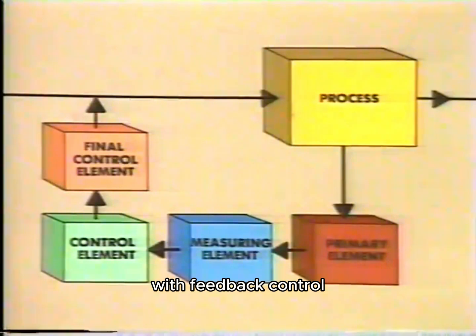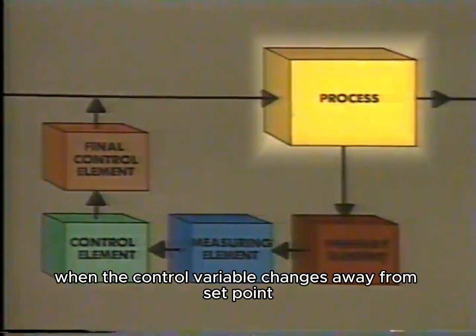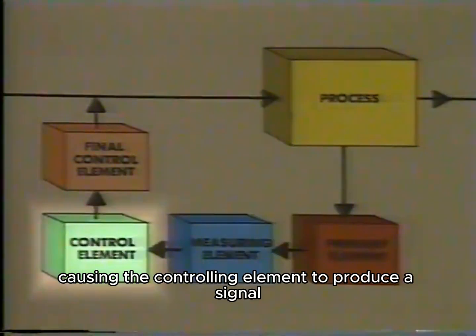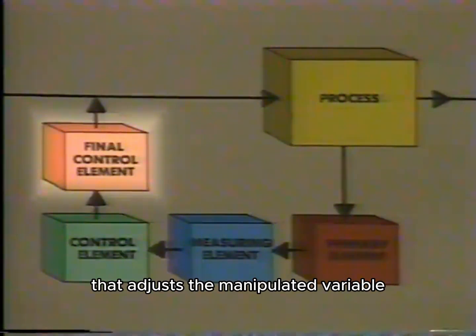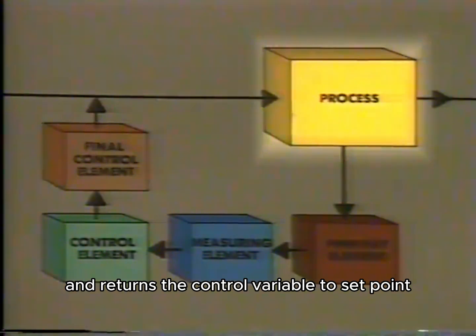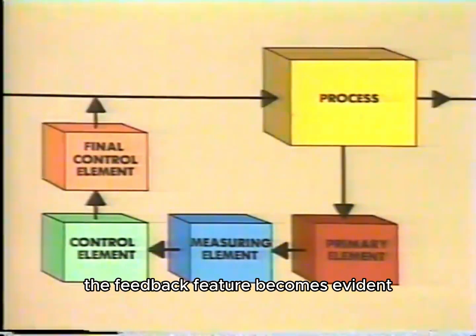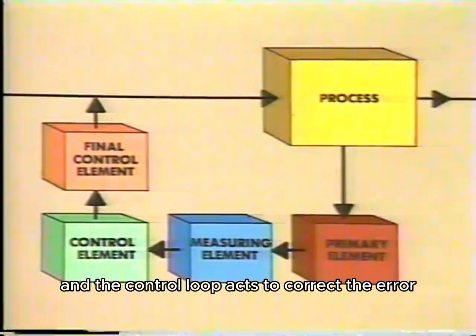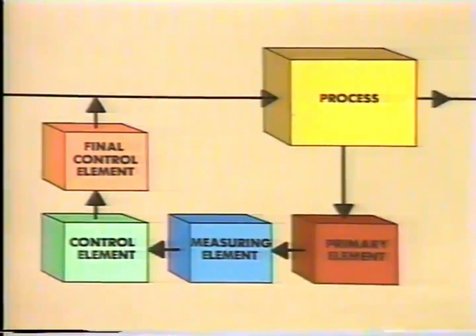With feedback control, when the controlled variable changes away from set point, an error signal is generated, causing the controlling element to produce a signal that adjusts a manipulated variable and returns the controlled variable to set point. The feedback feature becomes evident after the error has been detected, and the control loop acts to correct the error.